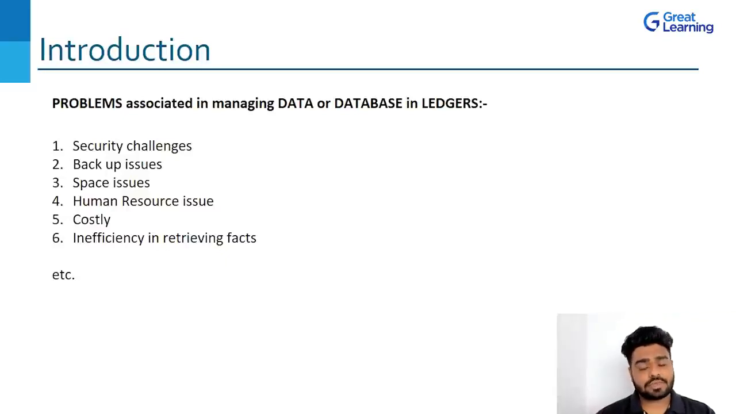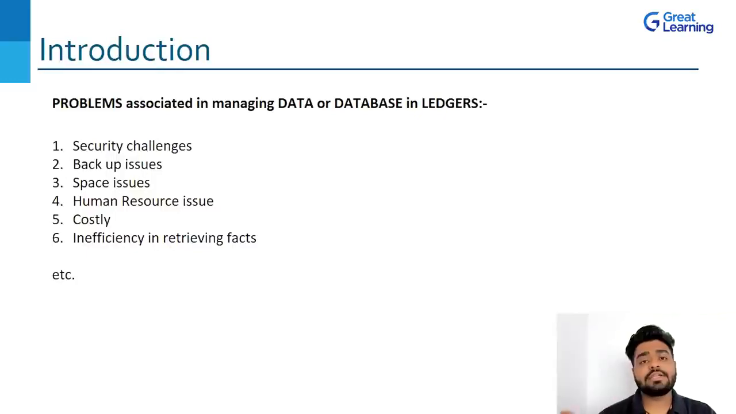Next is space issues. Obviously, with 10 years or 20 years of ledgers, you won't be able to keep them somewhere. It's not a great idea, correct? Human resource issue. Again, you need a lot of people to work around this ledger to keep it safe and keep the data secured, right? It should not happen that anybody can enter your godown and change the ledger data. They'll cut your name and write another name. Something like that should not happen, correct? So it's not safe, it's not secure.